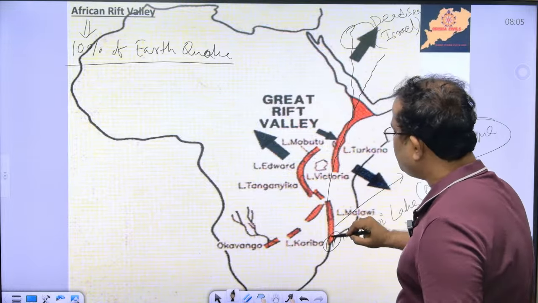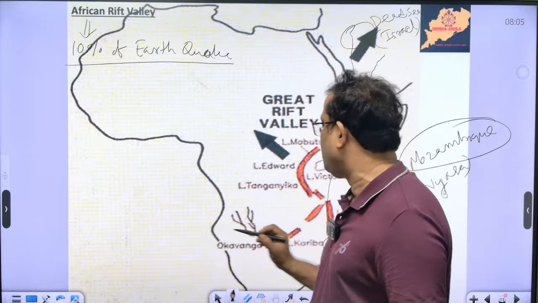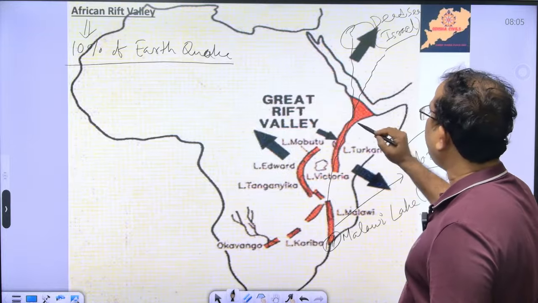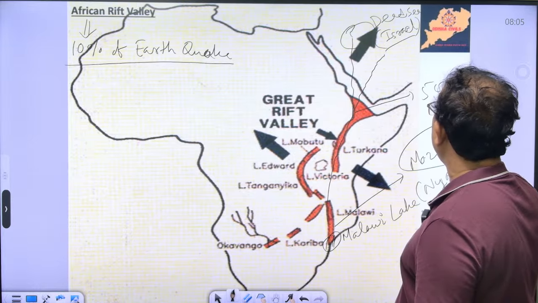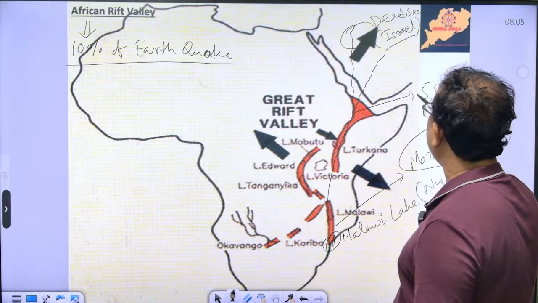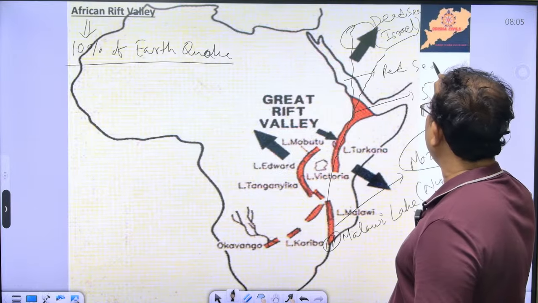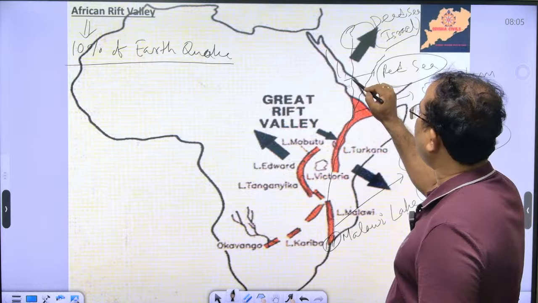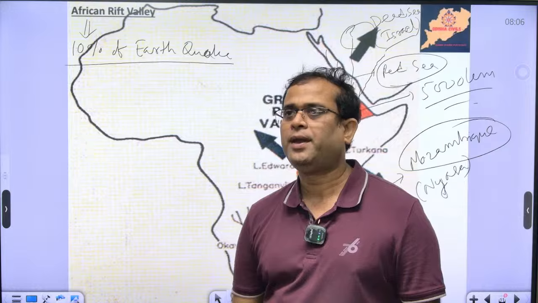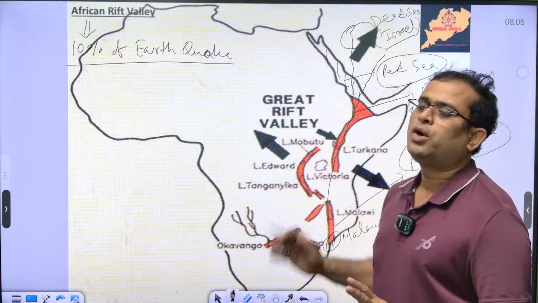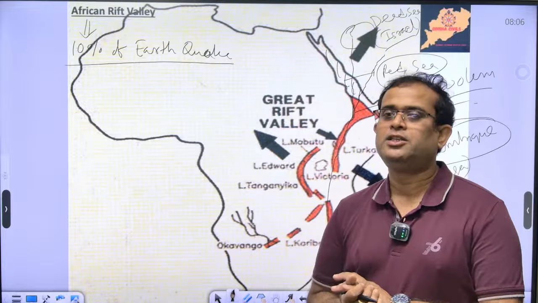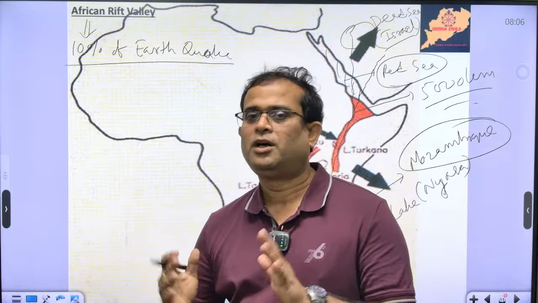So it stretches from Mozambique to the Dead Sea in Israel, and this stretch is more than 5,000 kilometers, approximately 5,000 kilometers, and it passes through your Red Sea also, right? Red Sea. This narrow zone is your Red Sea. Okay.